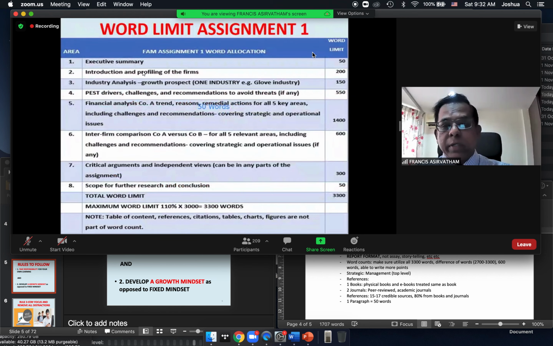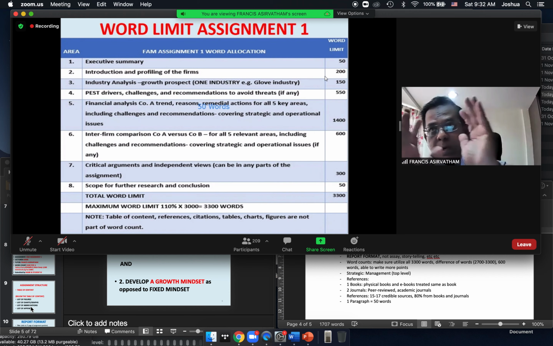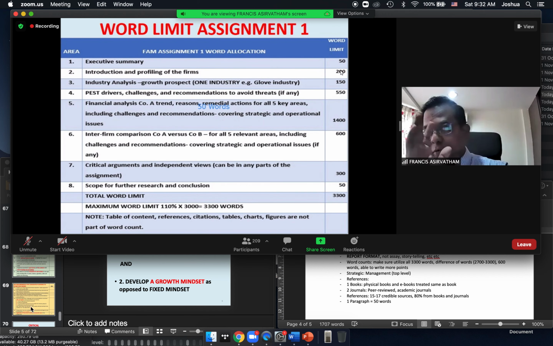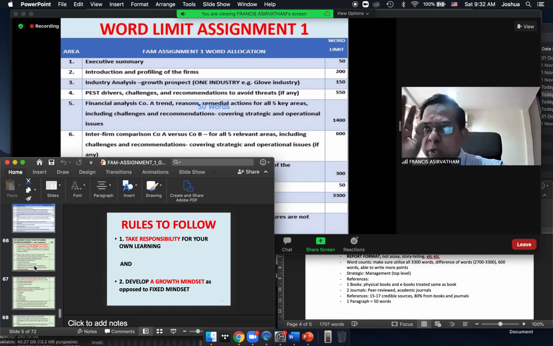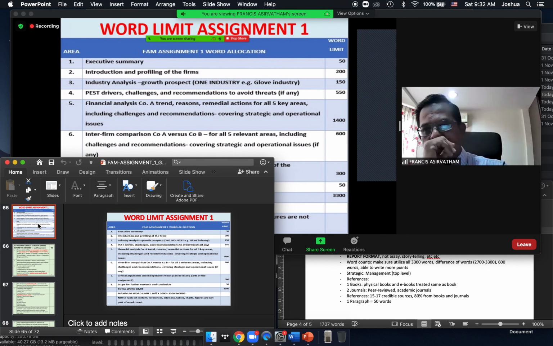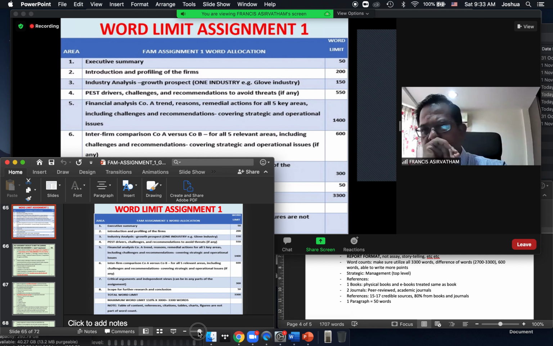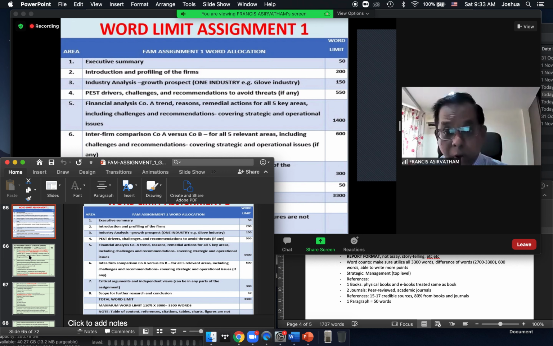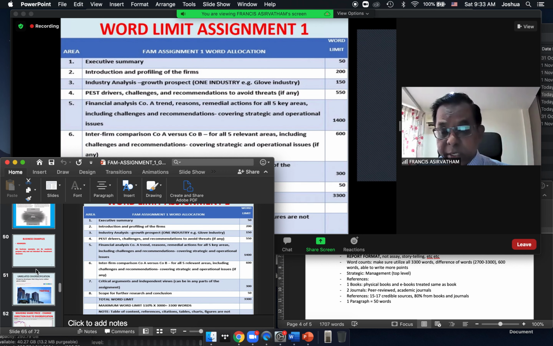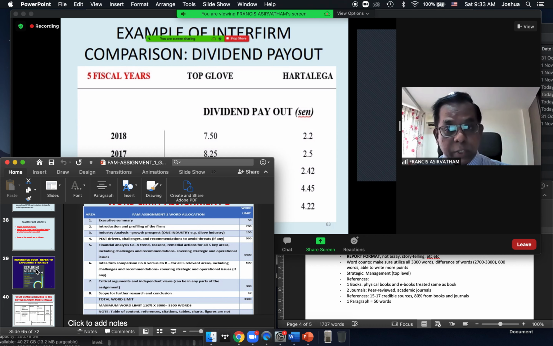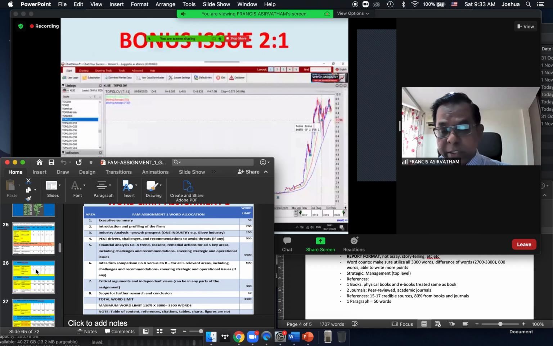Introduction profiling, 200 words, which means we are looking at only about 4 paragraphs. If you can write 35 words, then you can increase the words per paragraph. But we are looking at a maximum of 4 paragraphs, all right? So don't write a long story, because I've seen students doing that, and we don't want to move in that direction.